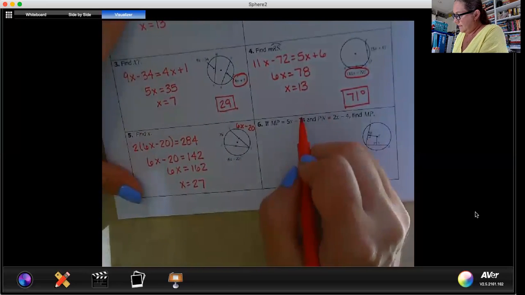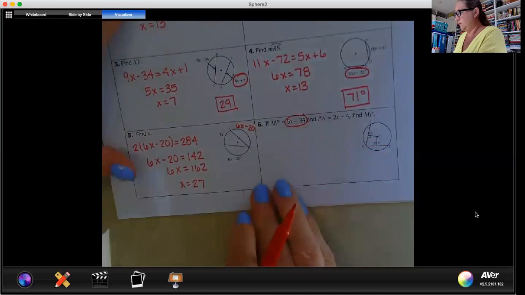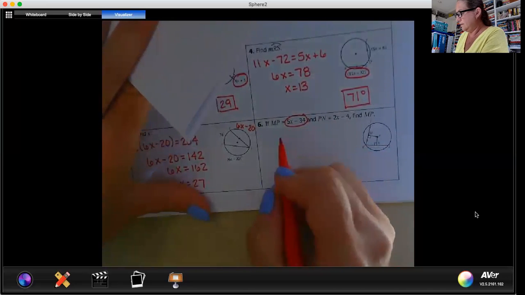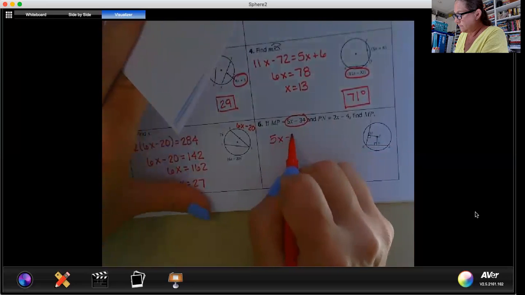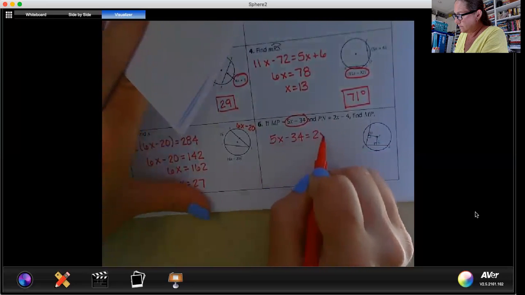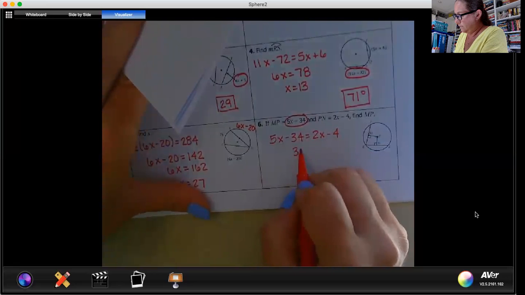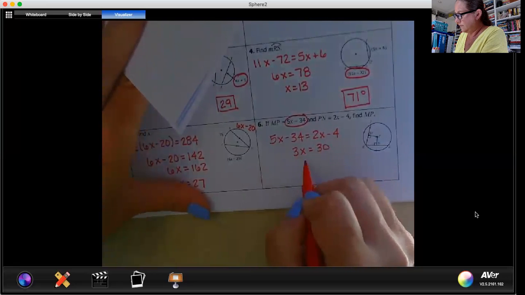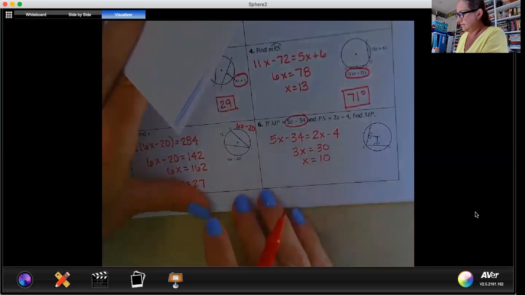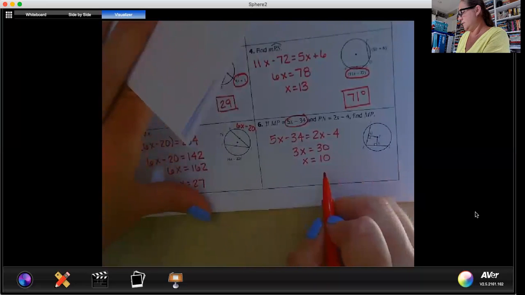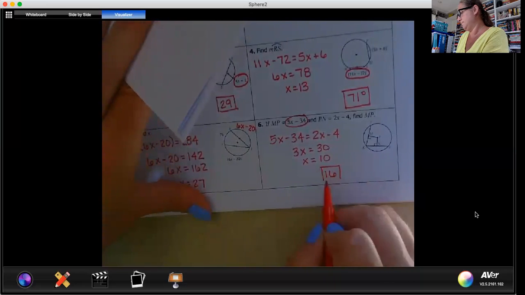And then we're going to find MP. So what we're going to do here is set those equal. And 3x is equal to 30, so x is 10. So 50 minus 34 is going to be 16.